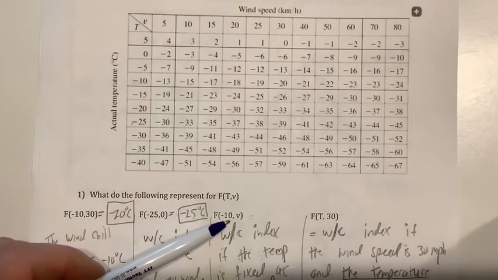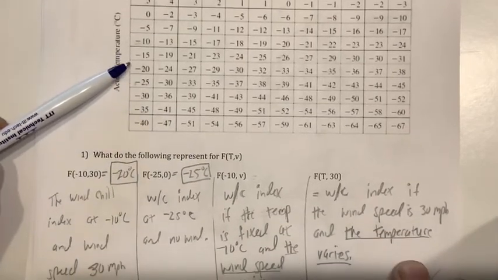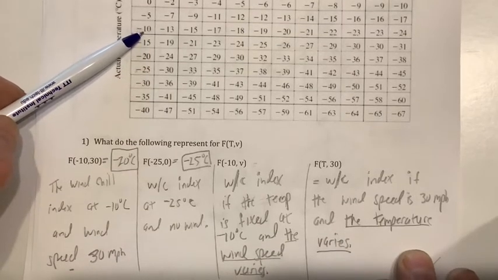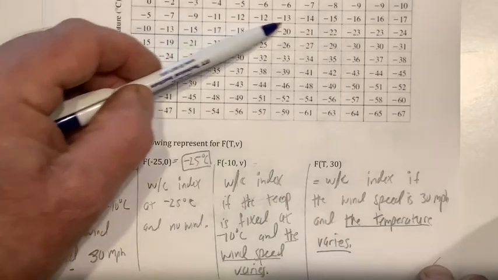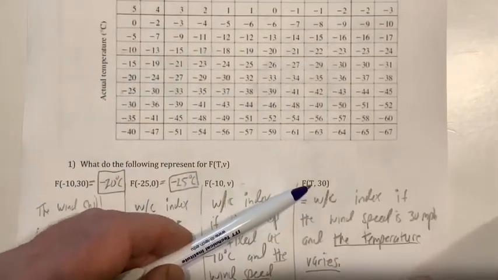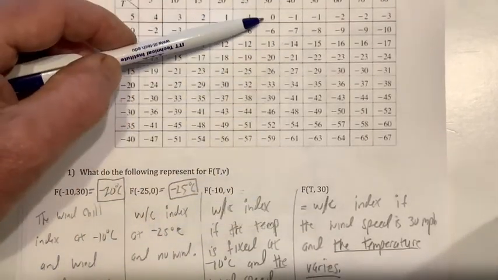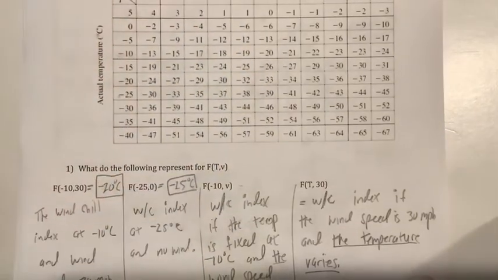The wind chill index at negative 10 and V: what they're mentioning there is you've got negative 10, and they're telling you what V is. So this is actually a function of one variable, isn't it? This is a function of V. If C is fixed at negative 10, they're asking how does the wind chill index vary as the speed of the wind varies? Similarly over here, if you're fixing the wind speed at 30, then this would represent how the wind chill varies as the Celsius temperature varies. So this is a function of just one variable as well.